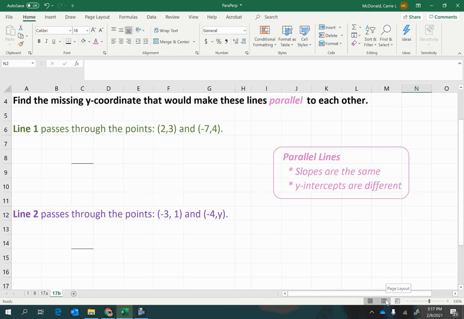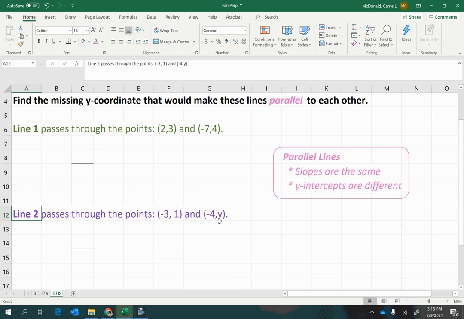Find the missing y coordinate that would make these lines parallel to each other. Okay, so reviewing what parallel lines have in common, they have slopes that are the same, but we make sure their y-intercepts are different. Here we've been given one line with two complete coordinate sets, two points, two ordered pairs, and a second line with one complete ordered pair, and the second point is missing its y coordinate.